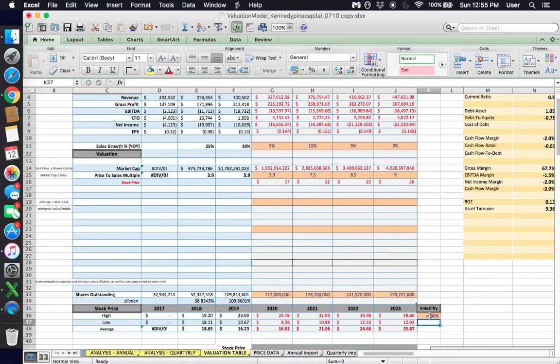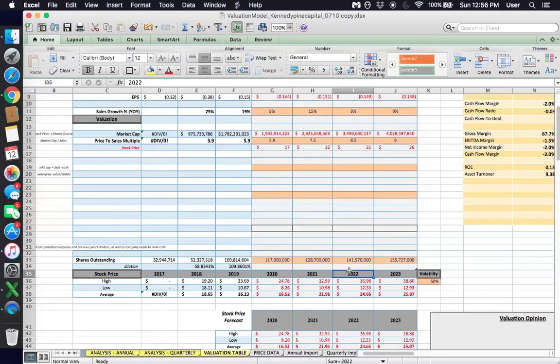So using this 50% number, we can see that for 2021 the stock could trade as low as $10 per share, and as high as $32 per share. And an average of 21, right? So this is what you want to use to keep track of the range you think the stock can trade in.